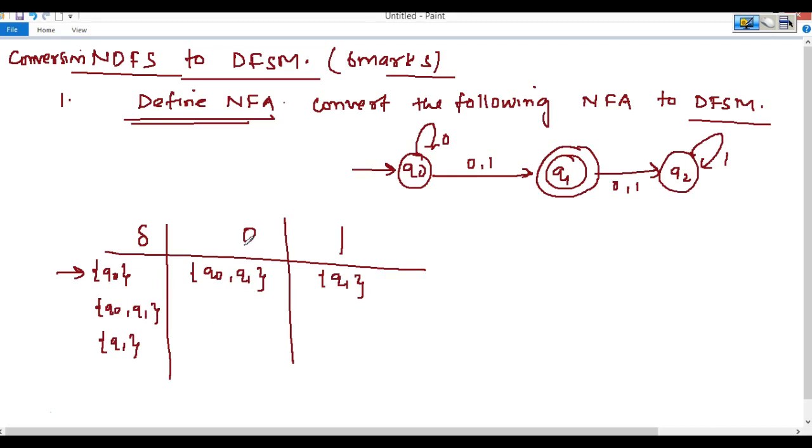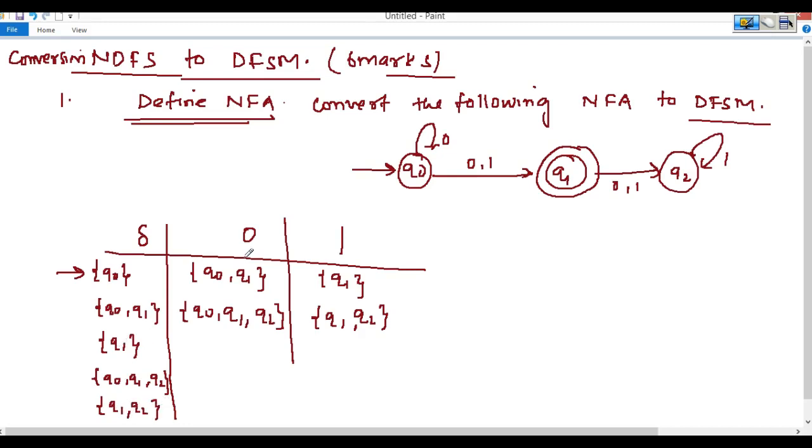Now you check Q0 on 0 union Q1 on 0. Q0 on 0 is Q0 and Q1, so you write Q0 and Q1. Q1 on 0 is Q2. Union means combine both, so you write them together. Now Q0 on 1 is Q1, and Q1 on 1 is Q2. Check whether any new state is there. Yes, Q0, Q1 and Q2 is a new state, and Q1 and Q2 also is a new state.